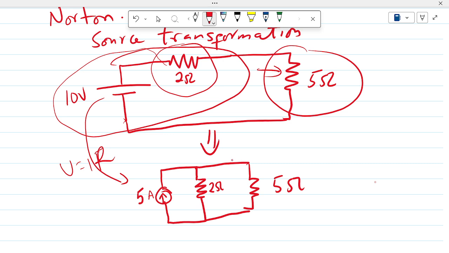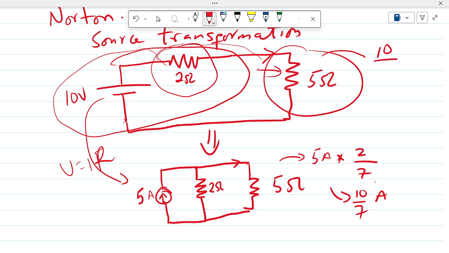Then, assuming we wanted to find the current through this guy, you could have used current divider, and that's going to be the total current 5 amperes times the other resistance, which is 2 ohms, over the sum, which is 7, and that gives us 10 over 7 amperes. Let's see if that's exactly the same current through this guy, and that is the voltage, which is 10, divided by the total resistance in series, 7, giving 10 over 7 amperes. So that confirms source transformation.